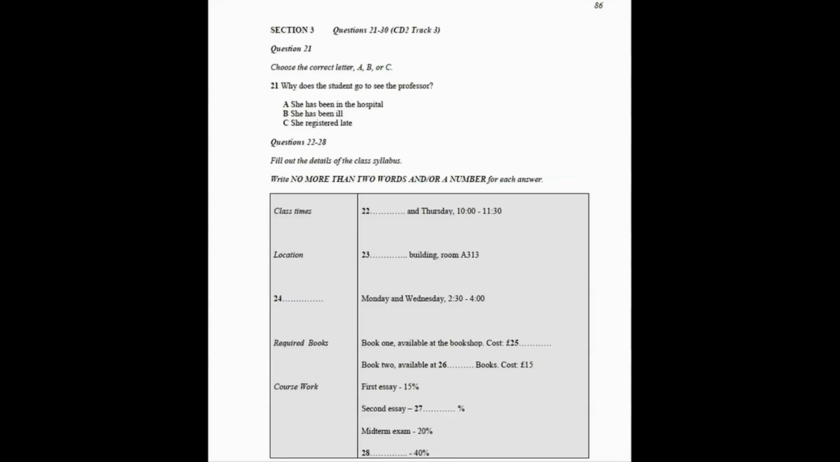Listening section 3. You will hear a student and her professor talking about their class.